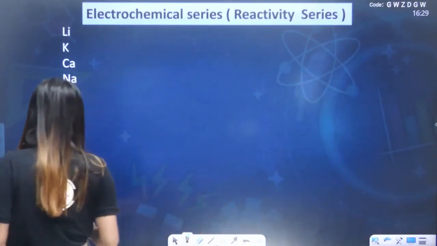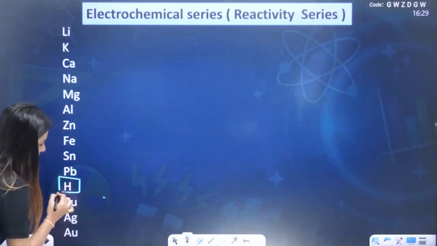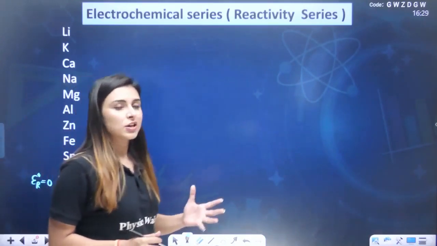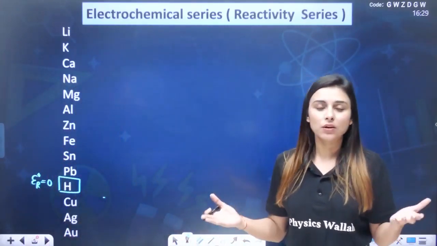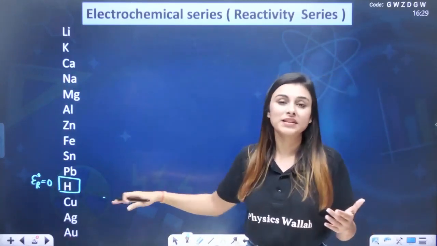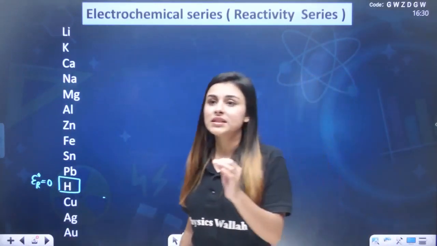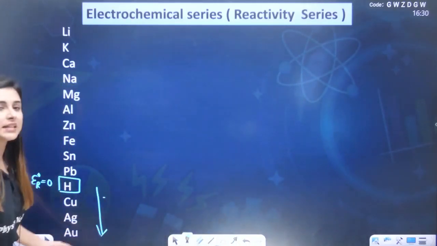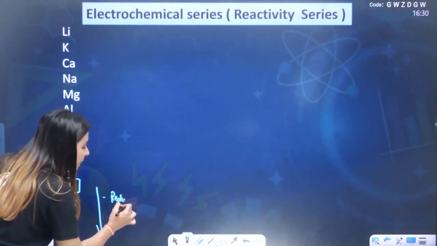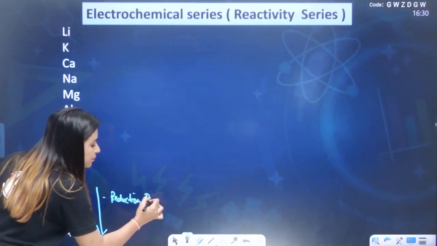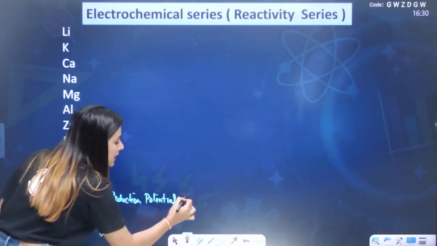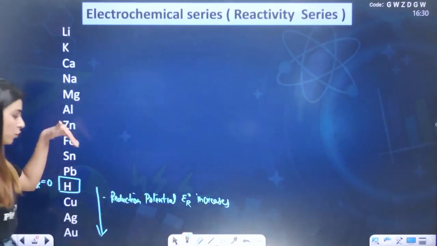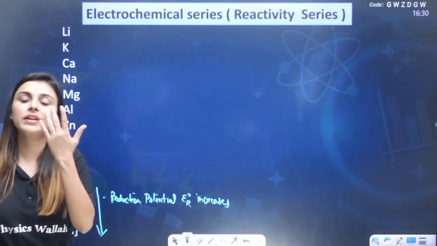Now, just see, here is your hydrogen. I know that its reduction potential is equal to 0. The reduction potential of all the other elements was calculated and they were arranged in a specific way. That specific way was that after hydrogen, as we move down the series, the reduction potential, that is E naught of R, increases.